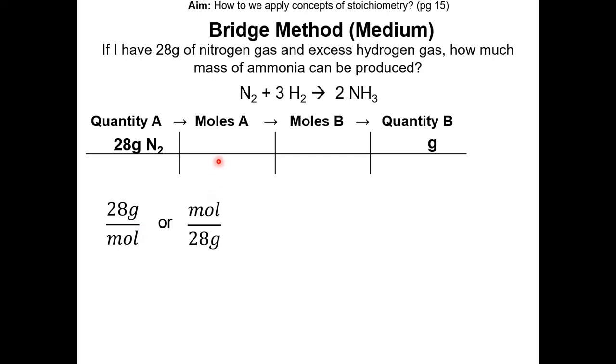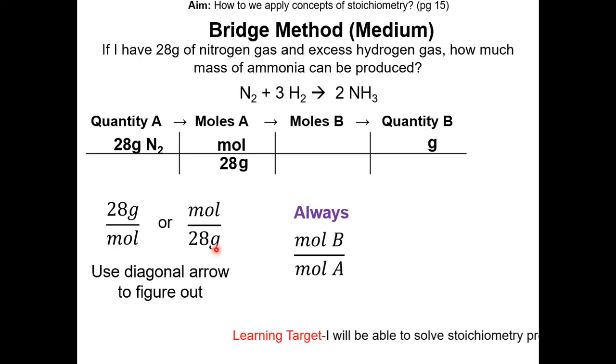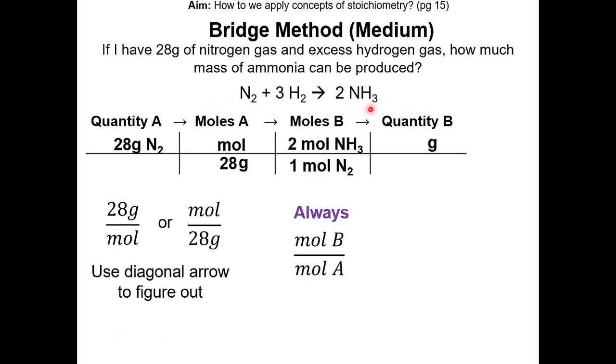So for column 2, we're going to put in the conversion factor. Which one do we put in? We use a diagonal arrow to figure it out. So notice with the diagonal arrow, we're going to put the conversion factor that has grams in the denominator. So that'll be this one over here. For the third column, it's always moles B over moles A. So this is based off the mole ratio from the chemical equation. So that'll be 2 over 1.